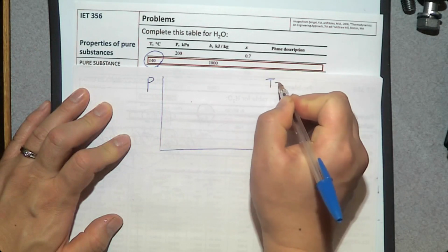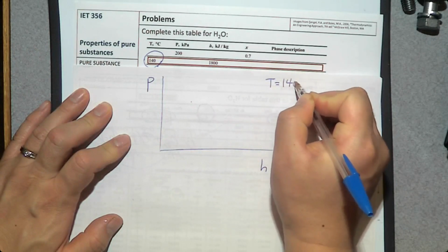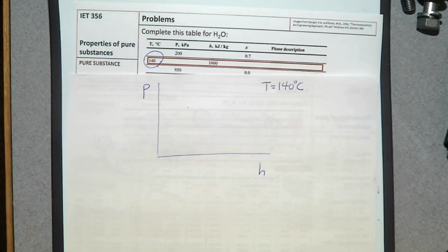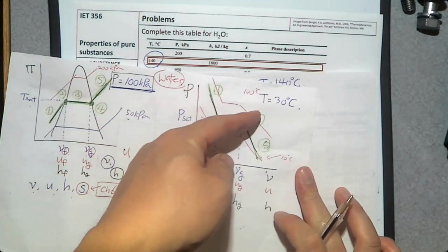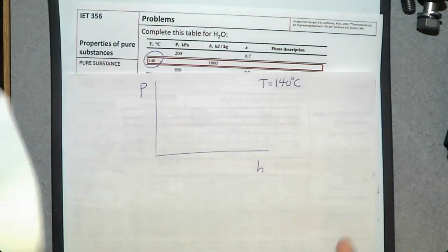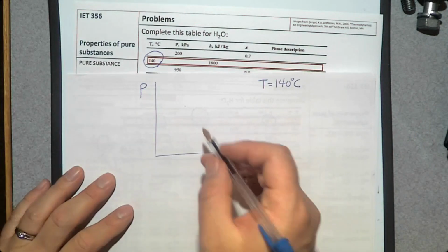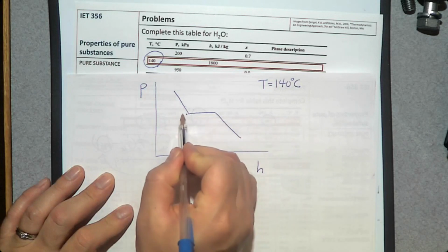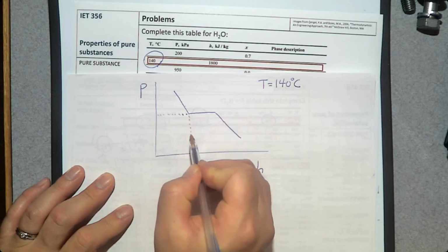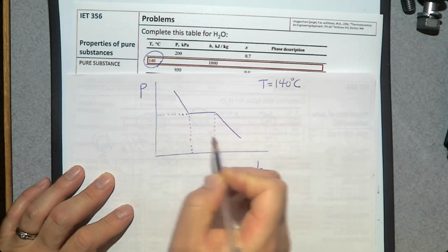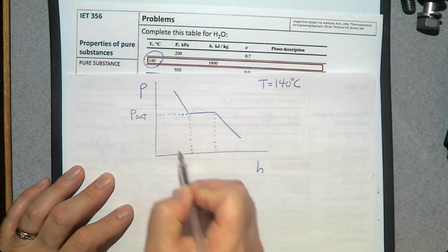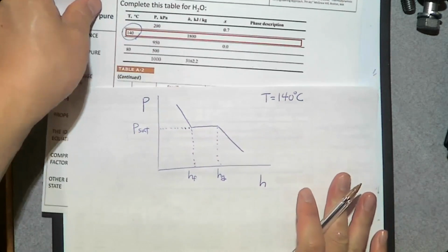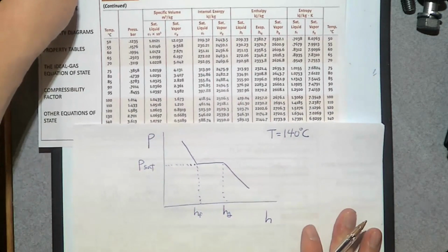At what condition? At 140 degrees Celsius. And the pH diagram looks like this. This is the pH diagram. To complete this pH diagram, we need to know three property values. They are P sat, HF, HG. Where can we find P sat, HF, HG?